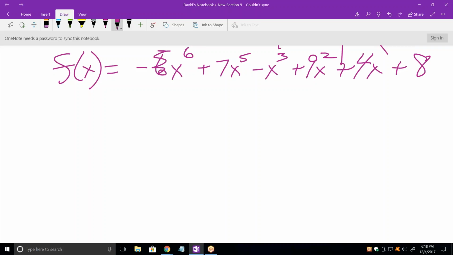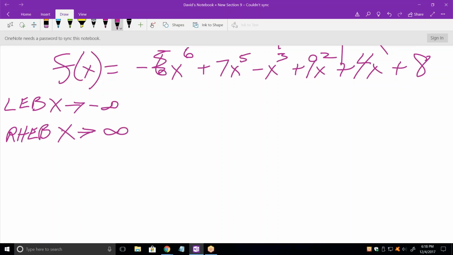But this is where I need some help. It says f of x, and then an arrow, to negative infinity and positive infinity. As x goes to negative infinity, that's the left-hand end behavior. As x goes to positive infinity, that's the right-hand end behavior. So how do I distinguish?